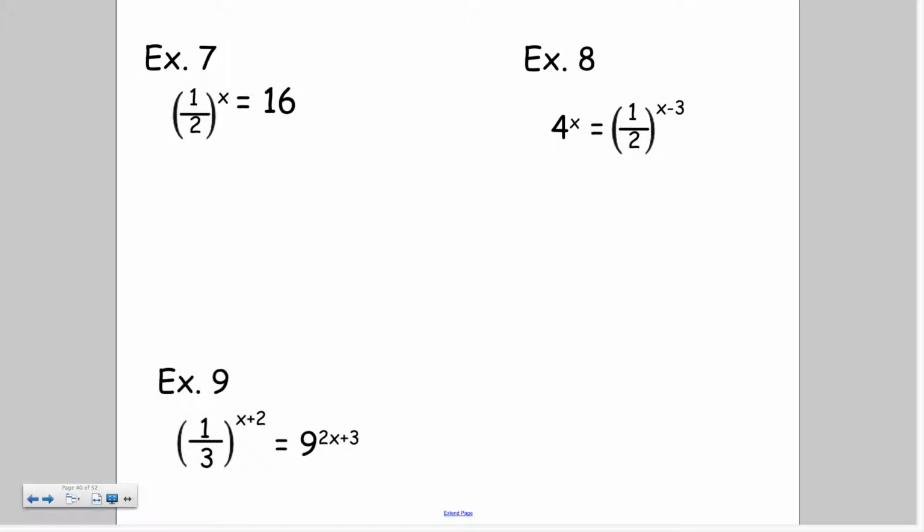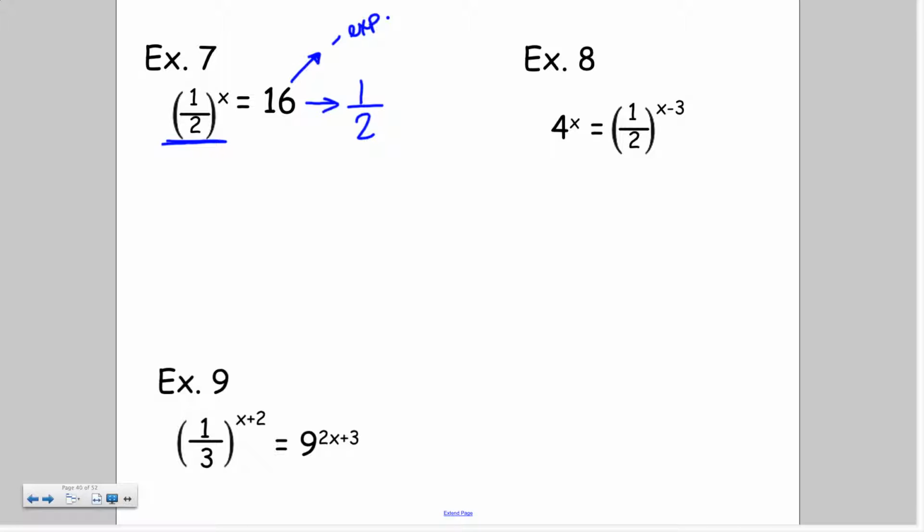Number 7. All right, so we have a base of 1/2. So we're going to want this to end up being 1/2. Okay? Well, we know this is a whole number, so in order to flip it to make a fraction, we're going to have a negative exponent, just like we did for the last one that we just did. So a negative exponent. All right?